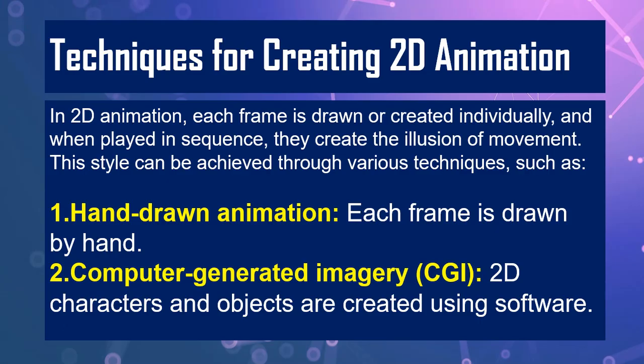So we'll have techniques of creating 2D animation. In 2D animation, each frame is drawn or created individually, and when played in sequence, they create the illusion of movement. That's what 2D is really about. This style can be achieved by various techniques. There are two major techniques.